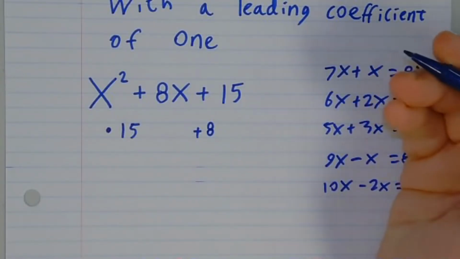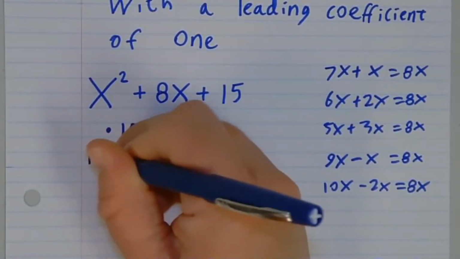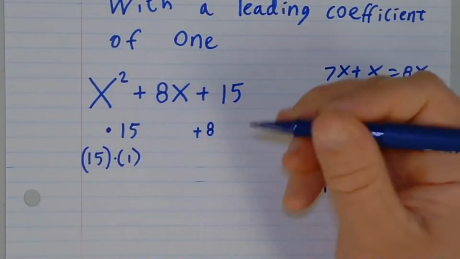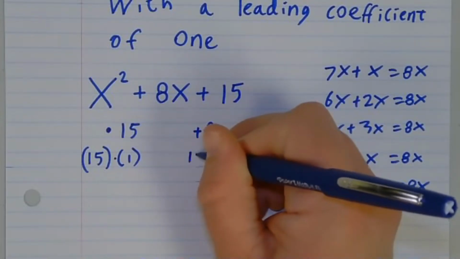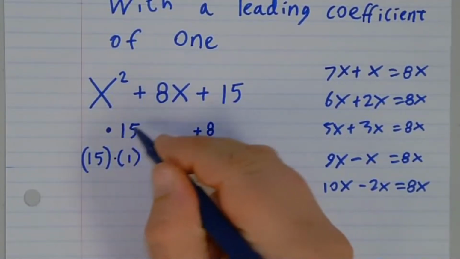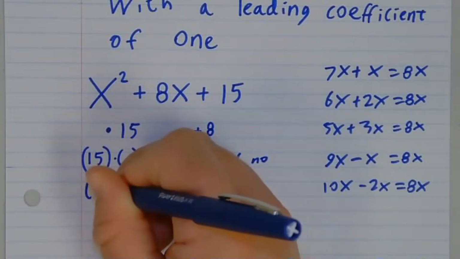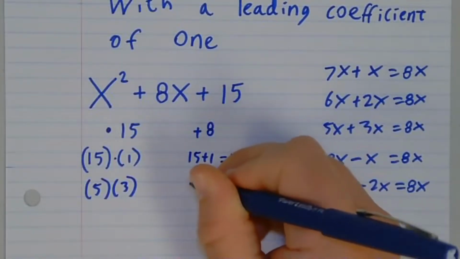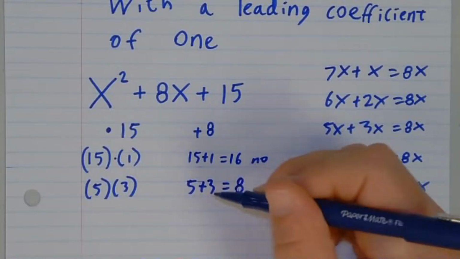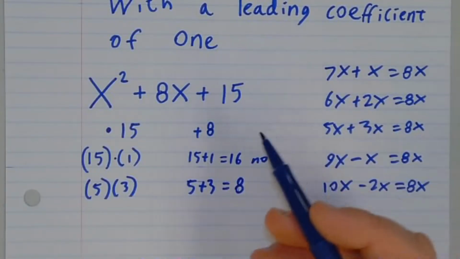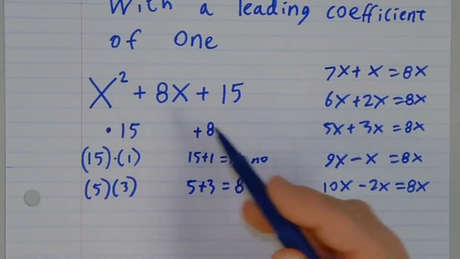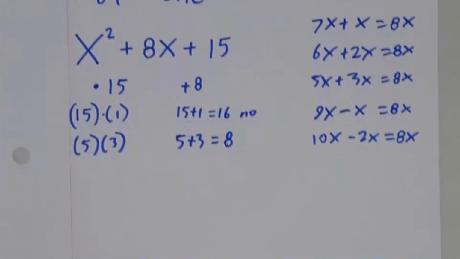So I start thinking about ways to make 15 multiplying. I could do 15 times 1. That would certainly make 15. But when I add those, I would get 15 plus 1, which is 16. So that one did not work. Well, what else can I do? I could do 5 times 3. And if I add 5 and 3, I get 8. So 5 and 3 is a good way to break up this 8x, because I could factor that 3 or that 5 with that 15. And so I can get somewhere in my factoring. So I'll go ahead and do that.